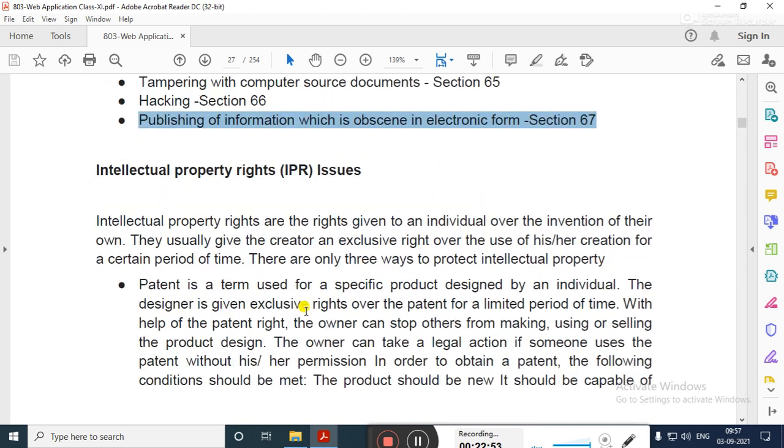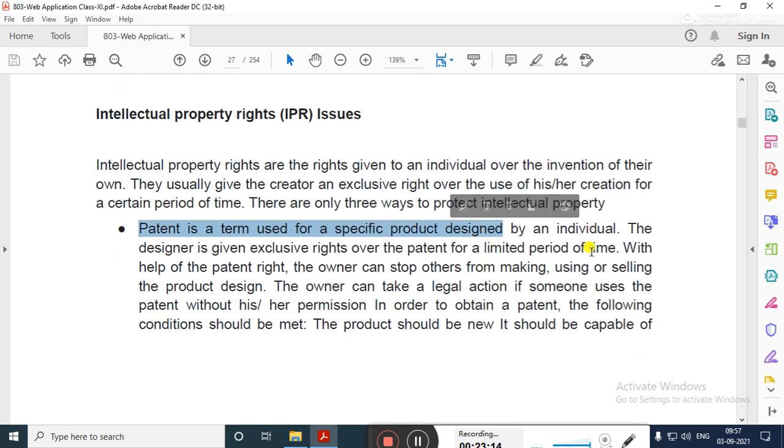Now that is the IPR issue, the intellectual property rights. Intellectual property rights are the rights given to individuals over the inventions of their own, and they usually give the creator an exclusive right over the use of his or her creations for a certain period of time. There are three ways to protect intellectual property. First, a patent is a term used for a specific product designed by an individual, and the designer is given exclusive rights over the patent for a limited period of time.